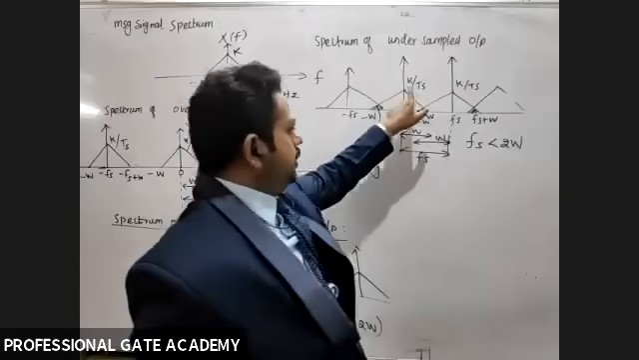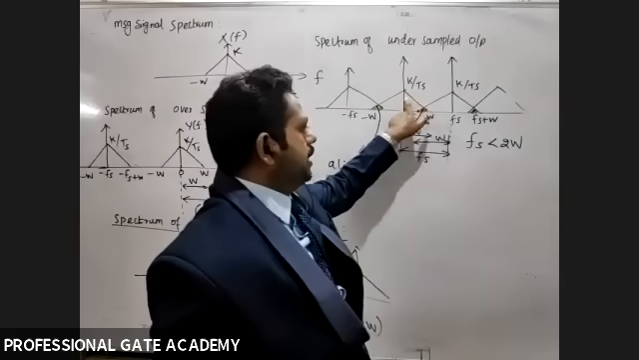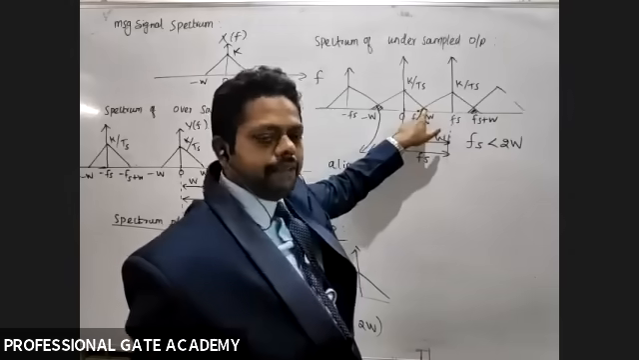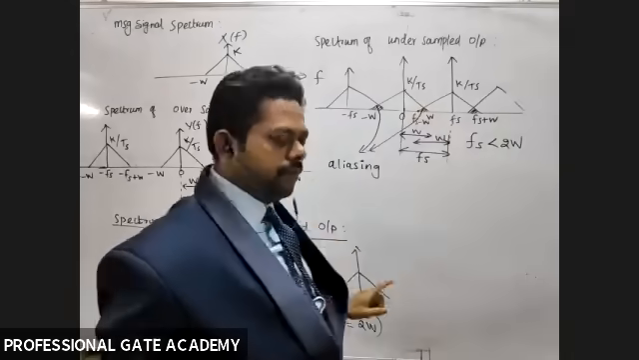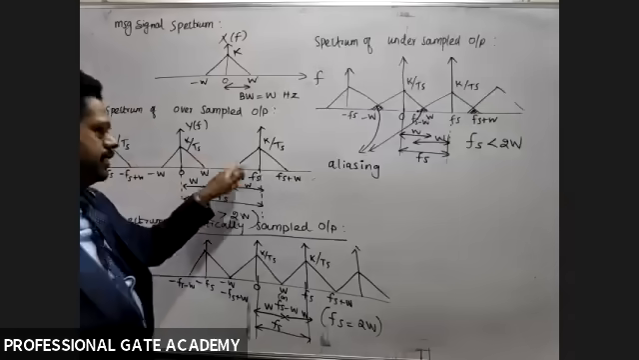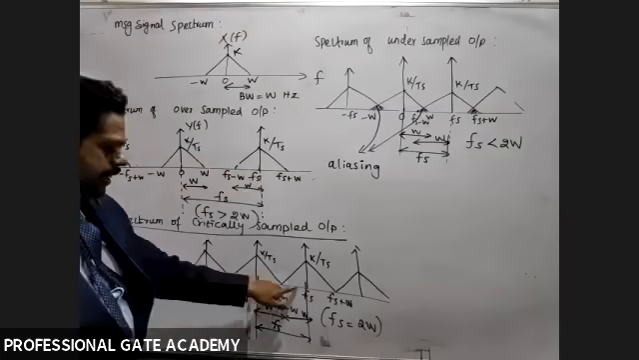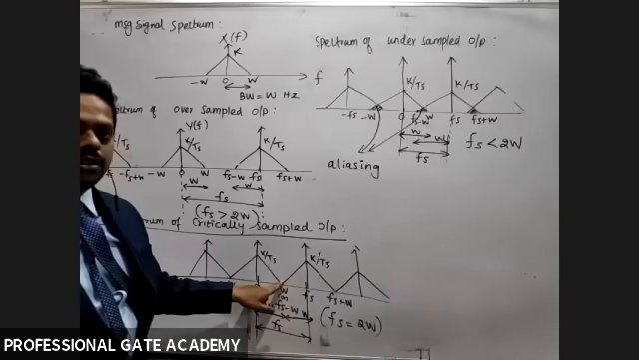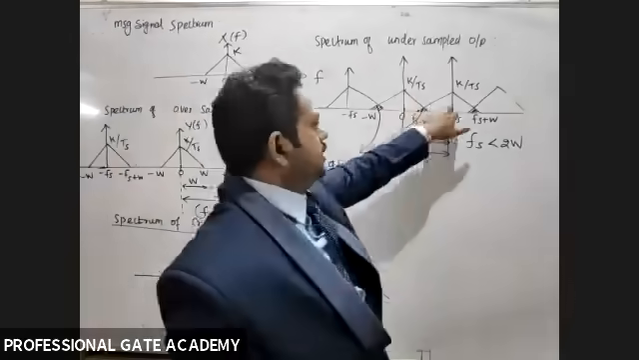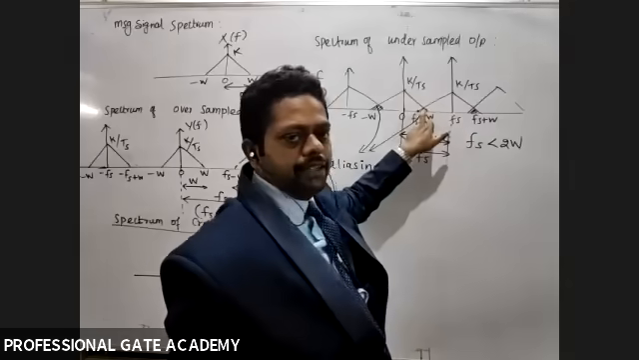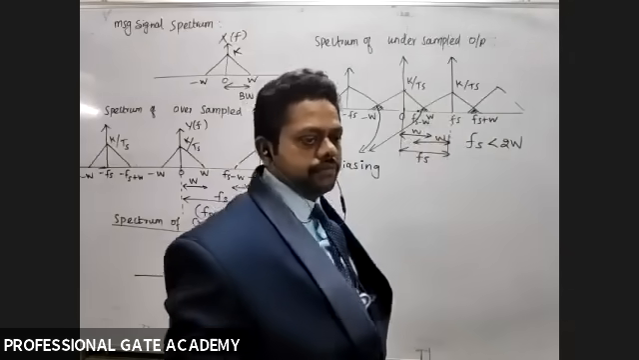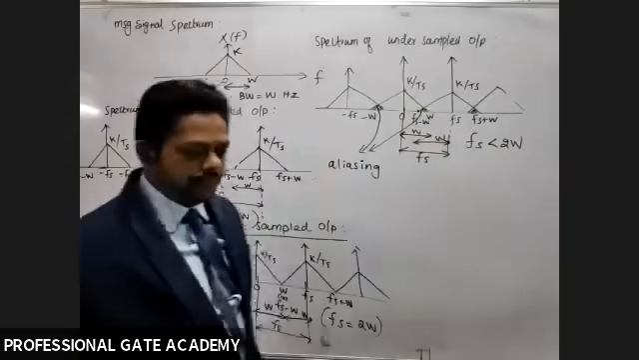Overlapping. So adjacent spectral components are overlapping. That overlapping effect is called aliasing. But here, is there any overlapping of adjacent spectral components? No, sir. Students tell me, no overlapping. Here also, is there any overlapping? No. Only here, adjacent spectral components are overlapping. That is called aliasing. Okay, sir. Thank you, sir.